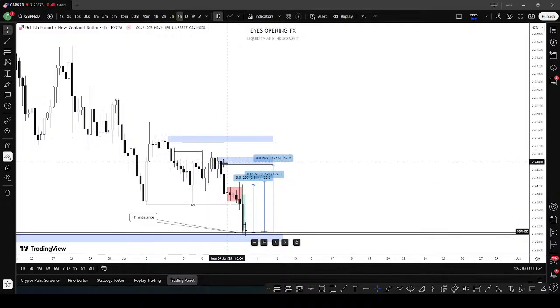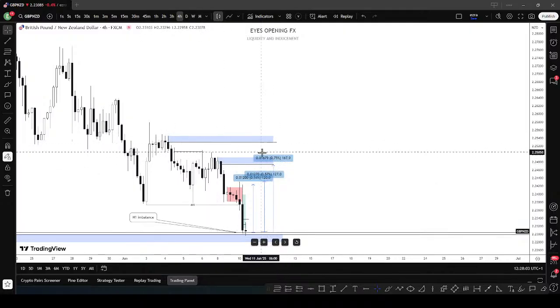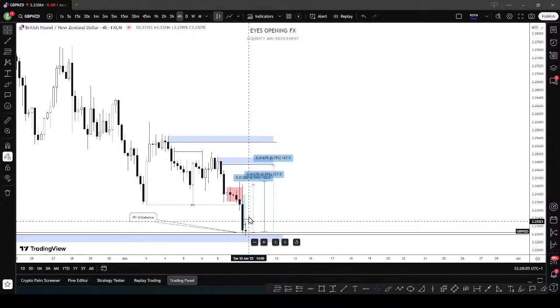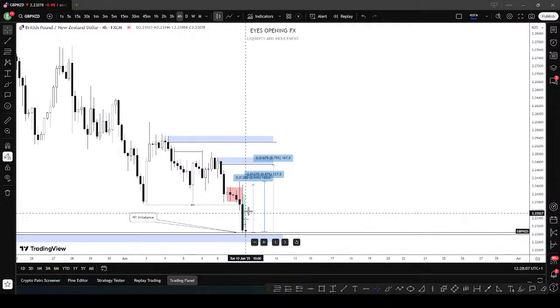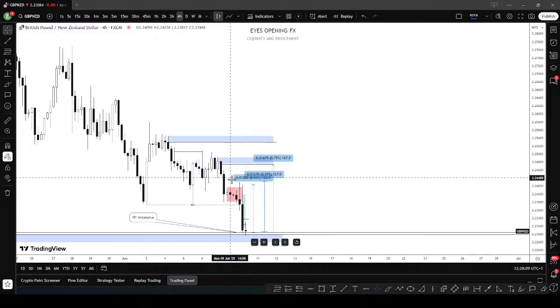So here we have one POI. If the market gets to any of this POI, then it gives us a sell model. We can look for sell. Until then, our major focus right here is a bullish program giving us a pullback. That is my major focus for the day.